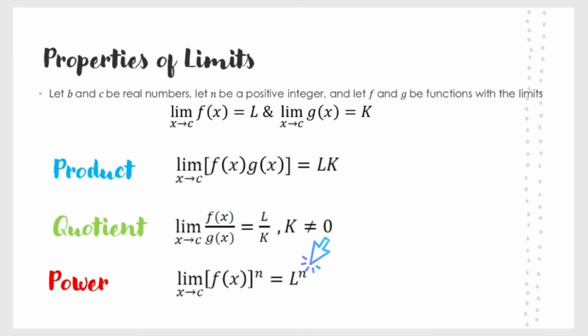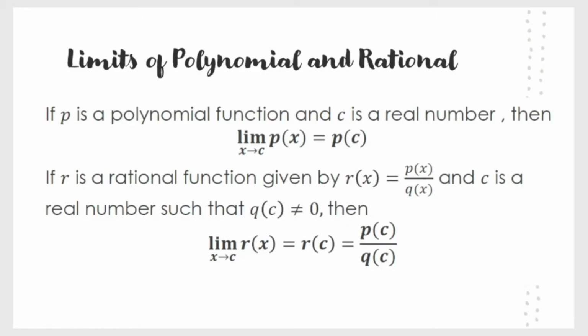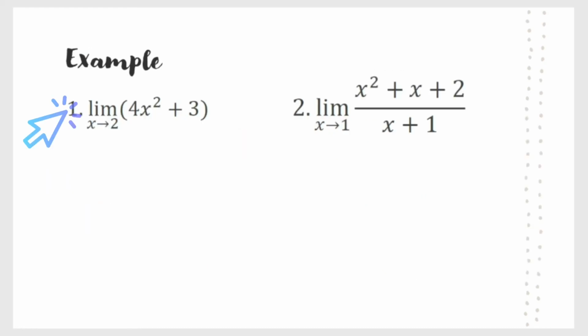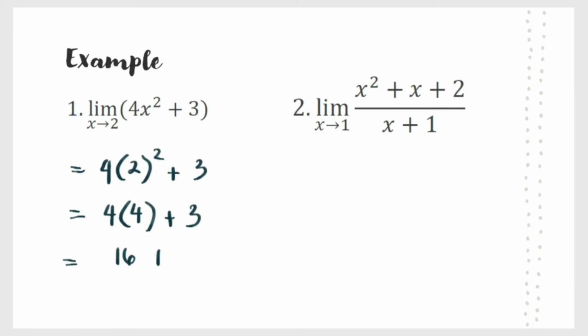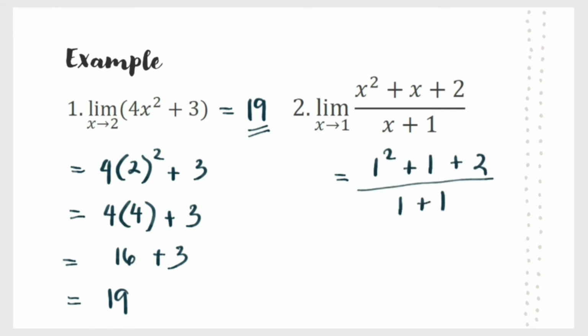Here we have the limits of a polynomial and rational function. Basically, direct substitution is applied. You just have to make sure that the denominator of a rational function is not 0. Example, we have here the limit of 4x squared plus 3 as x approaches 2. If we apply direct substitution, then the answer is 19. Second, we have the limit of x squared plus x plus 2 over x plus 1 as x approaches 1. If we apply direct substitution, then we get 2.